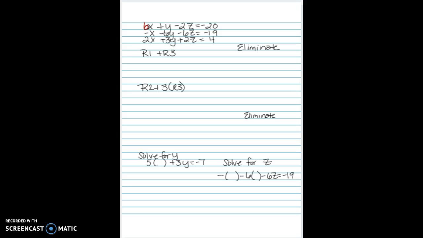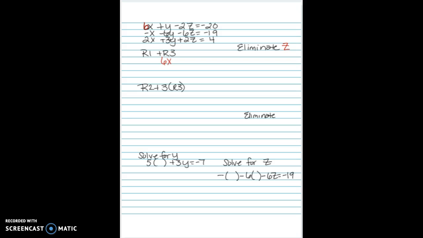I am going to look at these equations, and I notice that in the first equation I have a negative 2z, and in the third equation I have a positive 2z. So if I add row 1 plus row 3, I can eliminate z very easily.